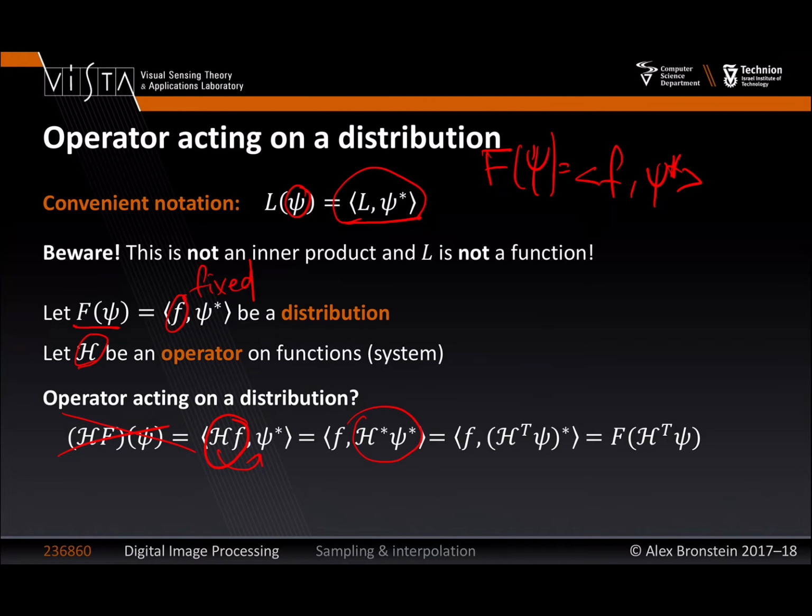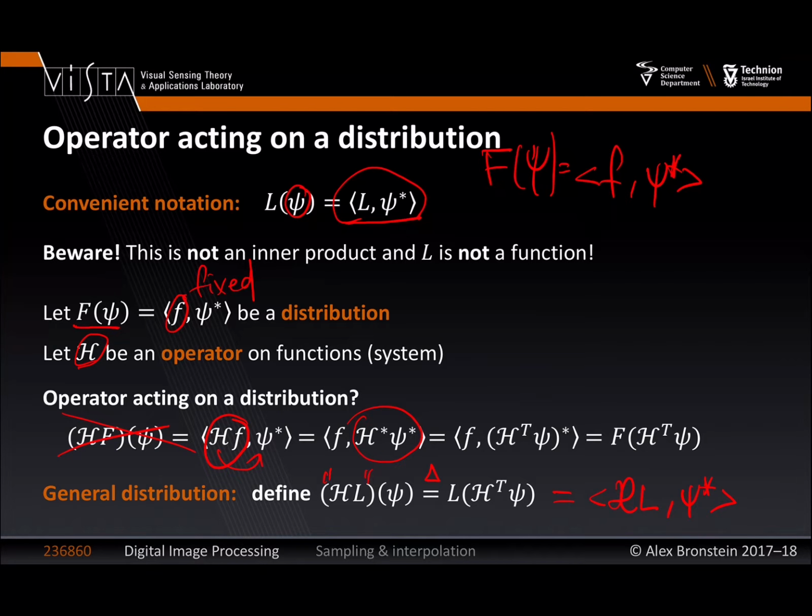When I write H acting on L, this is just mathematical nonsense, right? Because H cannot take L as an input, but I will extend the action of this operator H to the space of distributions by defining it this way. I will not apply H directly to L. I will apply H to the test function. I will apply it with the transpose, with the complex conjugate of the adjoint, and then plug it into L. And this is perfectly legit. It's a definition. I can basically, just as syntactic sugar, still write it as HL inner product with psi conjugate, and it makes perfect sense when F is a weak form of a function.